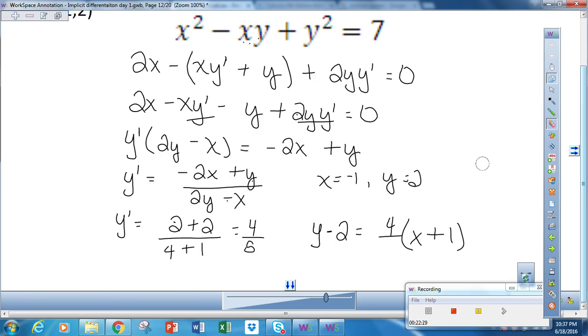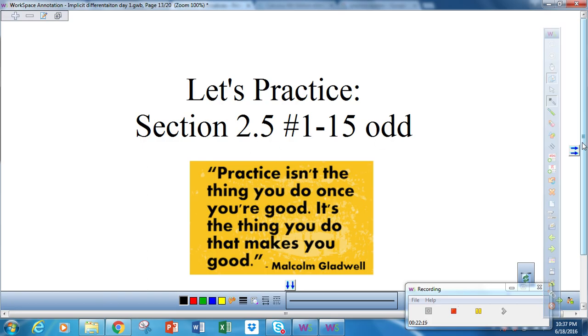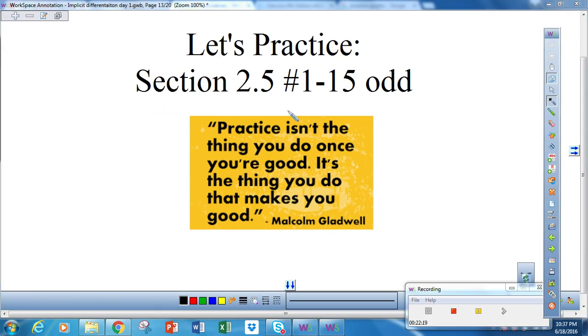This is good. Okay? So what I'm going to have you do is actually not in your notes, but I think this is kind of a complicated topic. So I think you should practice this and just try to do 1 through 15 odd in the textbook. Okay? So try section 2.5, 1 through 15 odd. Again, if you have any questions, text me, and we will finish this lesson in the next video.